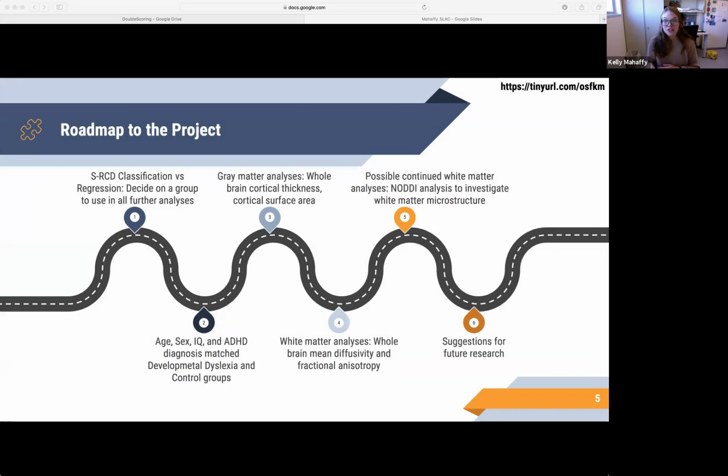So I'll present you a quick roadmap to the project at large, and then I'll jump into where I'm at currently. So first, I want to look at ways that we commonly classify those who have specific comprehension deficits and decide on a group to use for future analyses. As the abstract alluded to, this will really be the focus of the talk for today. After we decide on which group makes the most sense to use going forward, we will age, sex, IQ, and ADHD diagnosis match dyslexia and control groups.